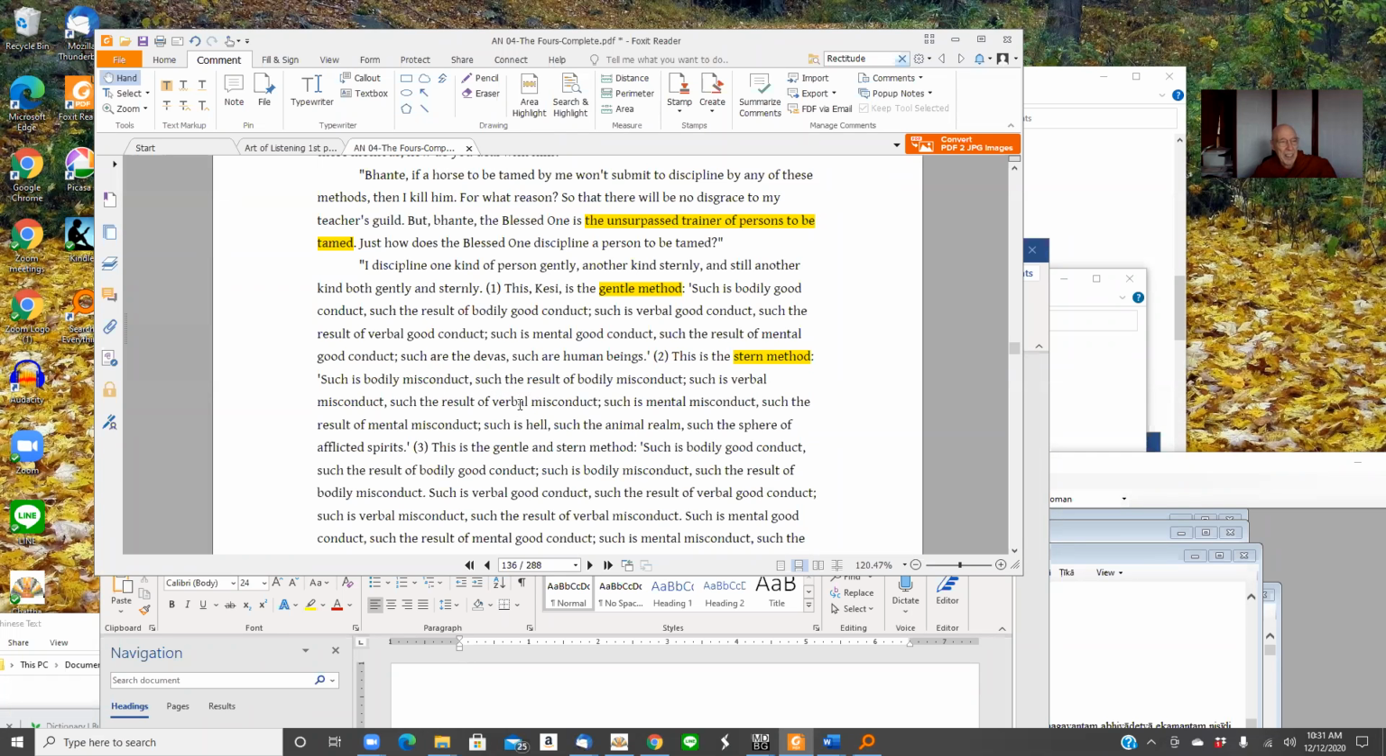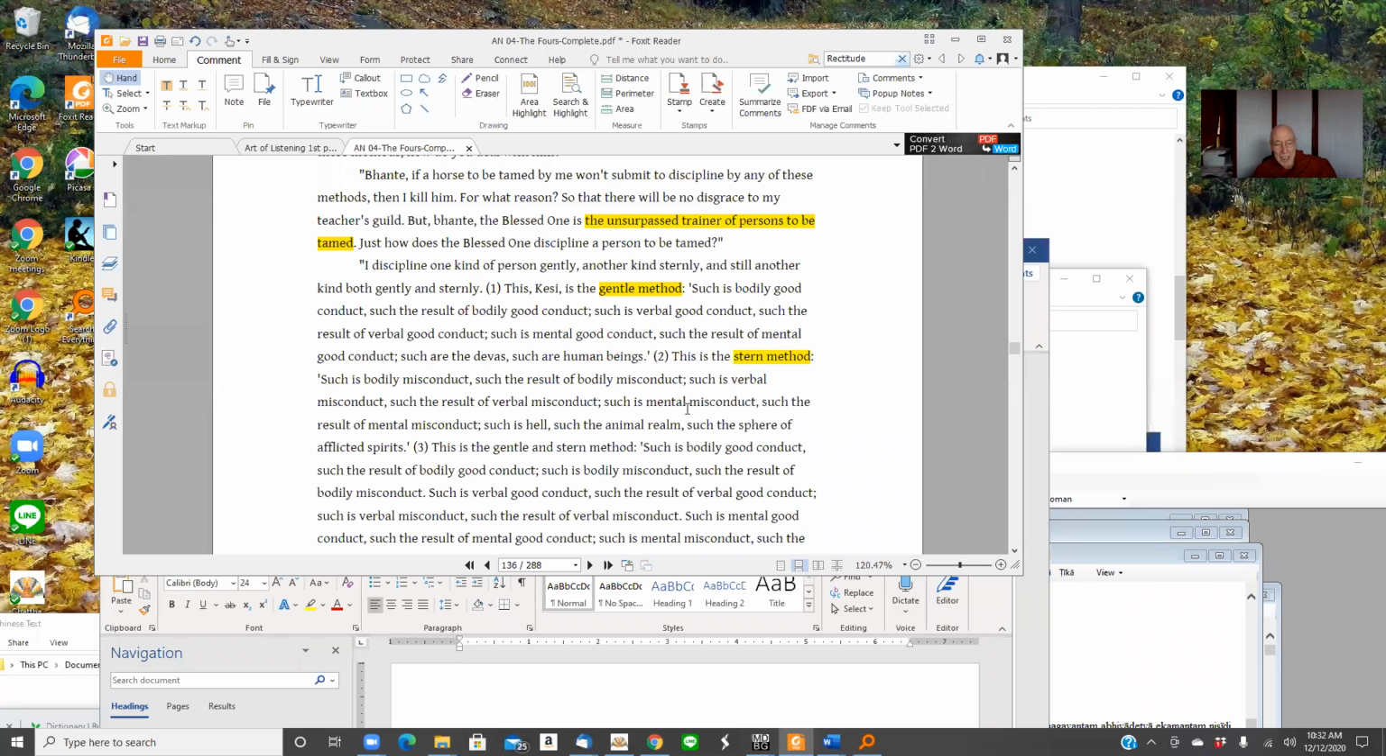Then verbal misconduct, the 4 kinds of verbal misconduct. Lying, divisive speech, harsh speech, and what was the 4th one? Gossip. Right. It's just the things that one is abstaining from when one is practicing good conduct. So lying, divisive speech, harsh speech, and gossip or idle chatter.